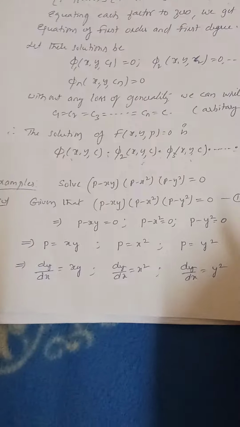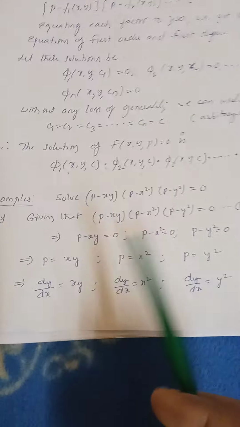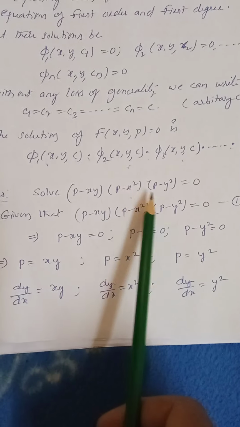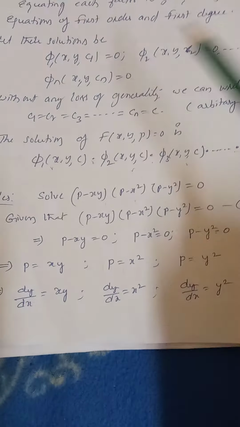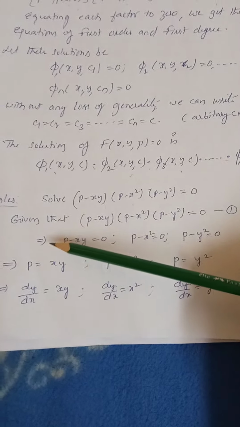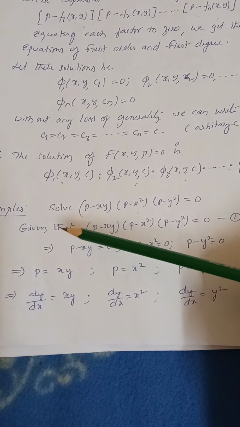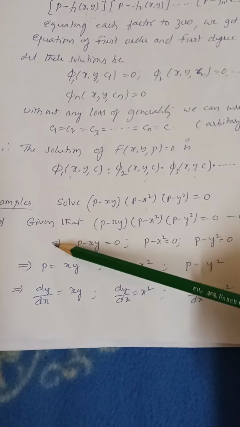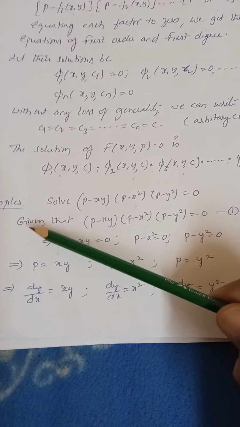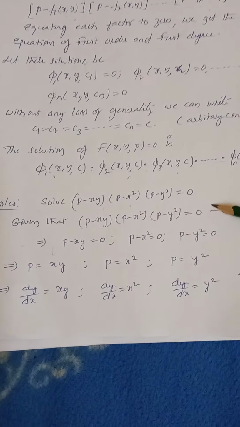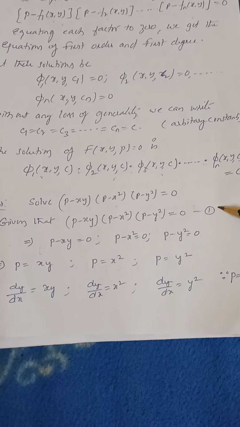See, one example is there. This is a worked example in our textbook, right? Solve p minus xy, p minus x square, p minus y square is equal to 0. First of all, we are writing the given data. Always remember, we have to write the given data first of all. The given differential equation is this. We call that equation number 1.